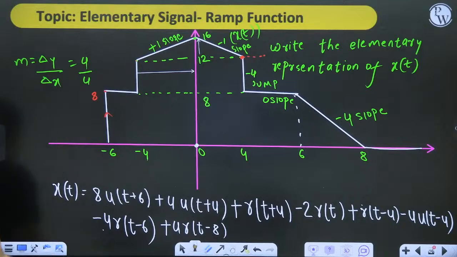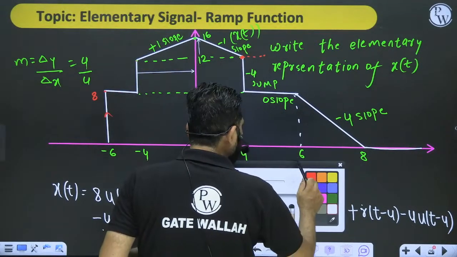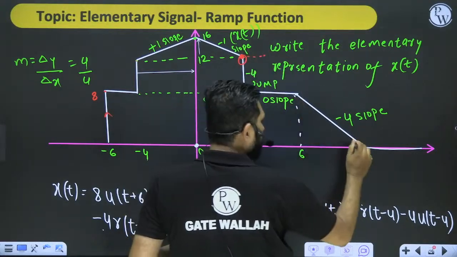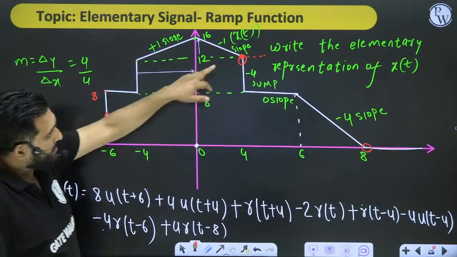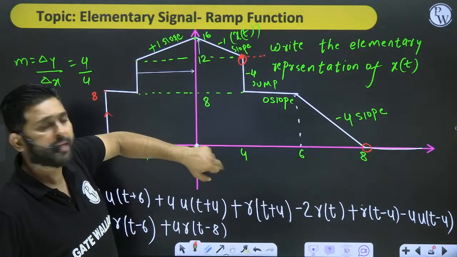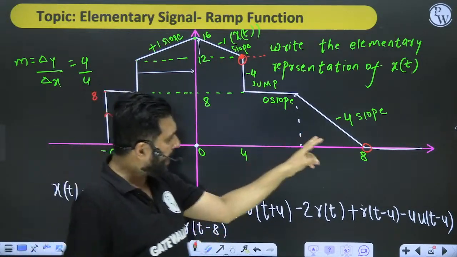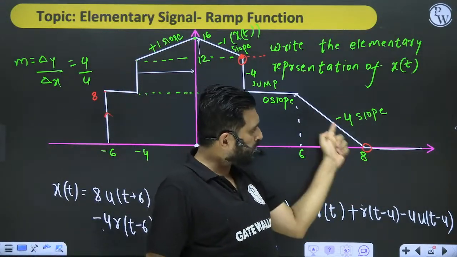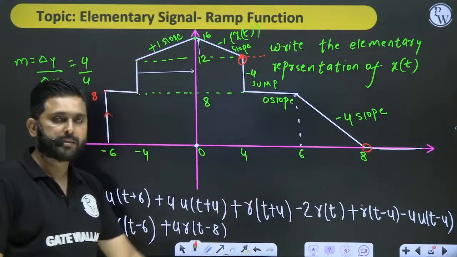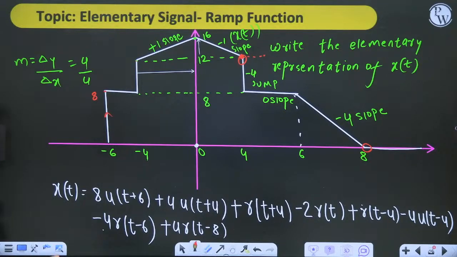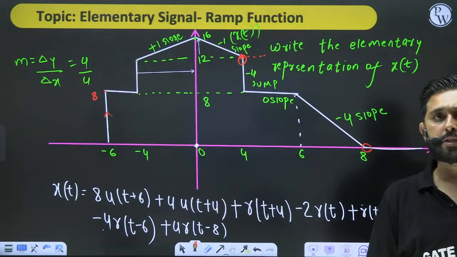And now this is completed. So two things you have to take care of. One is this one and one is this one. At 4, two things are happening. One, the slope is cancelled and there is a jump. And at 8, this slope cancels out. So it is the same as the trapezoid that we have covered. This is what the elementary representation of this function is.